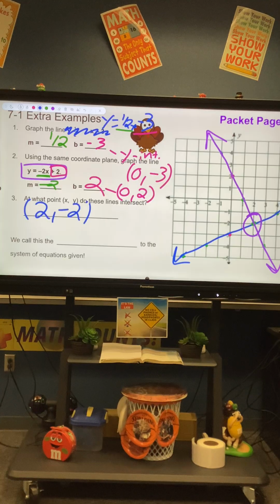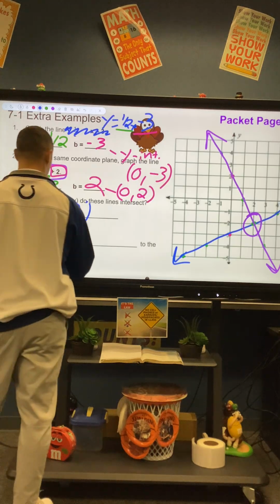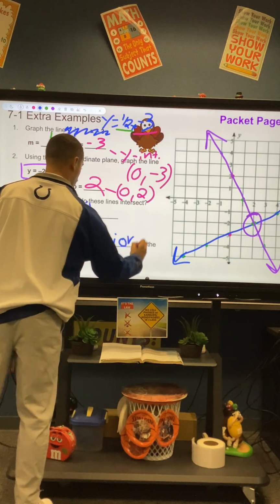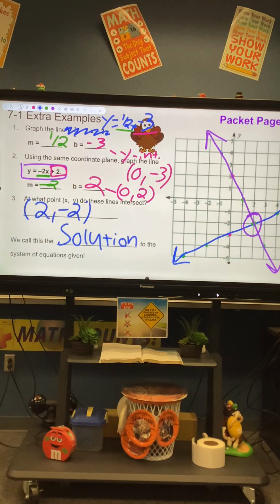And like she said, we call this the solution to the system of equations here. So if we're graphing two lines, wherever those lines intersect, wherever they cross, that is our solution for that system of equations.